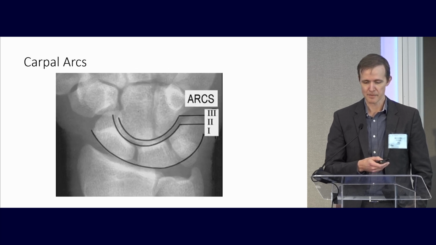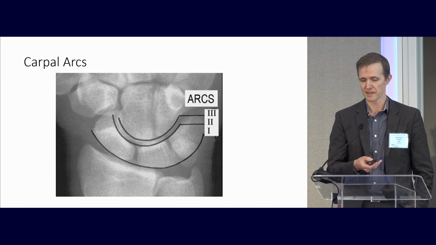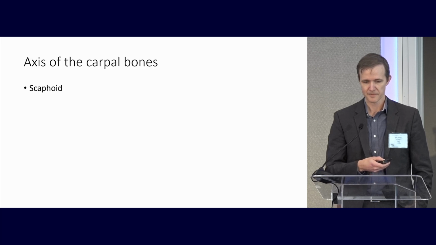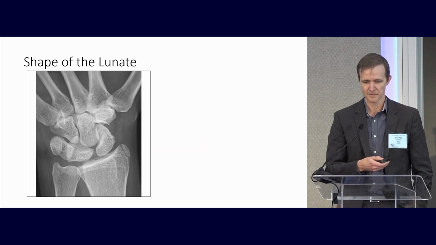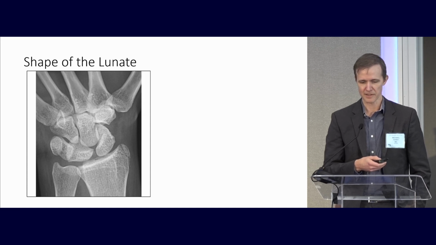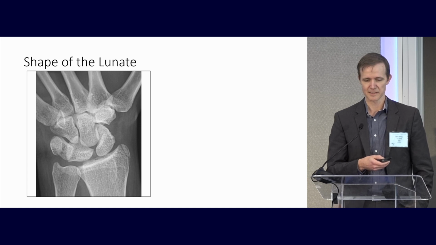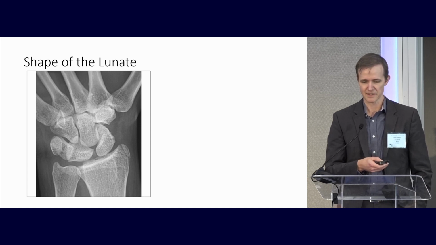Okay, and then I mentioned Gilula's line, so that's another good landmark that we should all teach our residents and trainees to be on the lookout for, so that we can identify things like perilunate dislocations or other carpal instability, even on the AP views. And we already discussed the axis of the carpal bones and calculating the scapholunate angles. Okay, and then just another view of that shot where you can see that the lunate is not in its typical appearance pattern, even in this AP view.